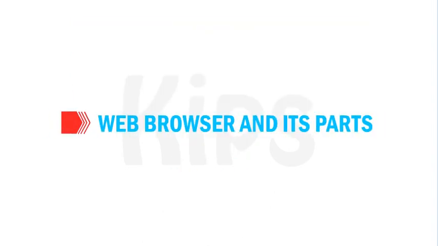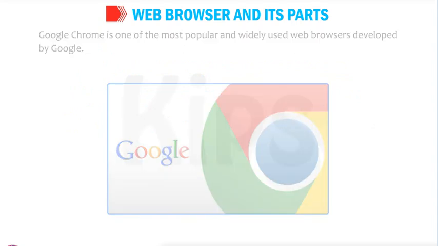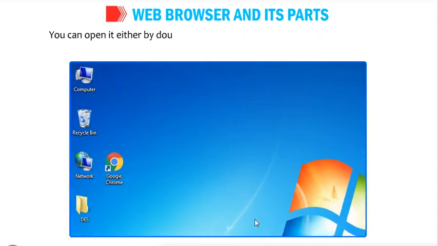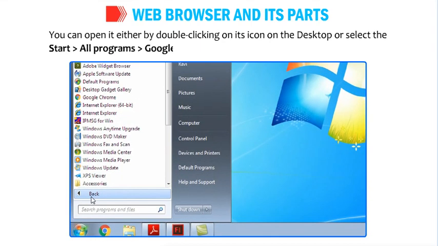Alright students, let us now talk about the web browser and its parts. Google Chrome is one of the most popular and widely used web browsers developed by Google. You can open it either by double-clicking on its icon on the desktop or by selecting Start, then All Programs, then Google Chrome.